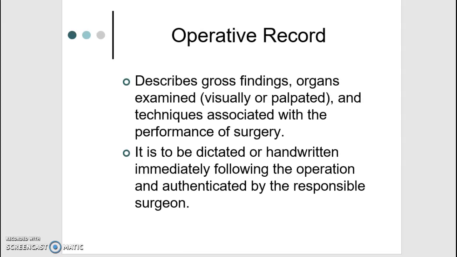Then we get into the operative report. Let's talk about the gross findings. These are going to be the organs. And again, when you talk about gross, this is what you can see with the visible eye. So the organs examined visually or palpated, and any techniques associated with the performance of surgery. It has to be dictated or handwritten immediately following the operation and then authenticated by the responsible surgeon.